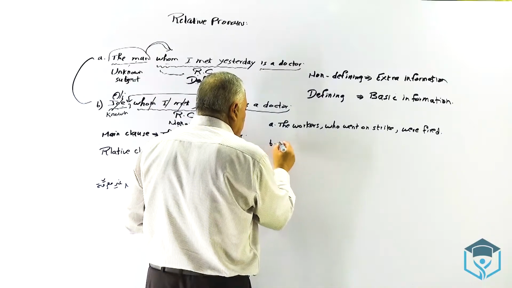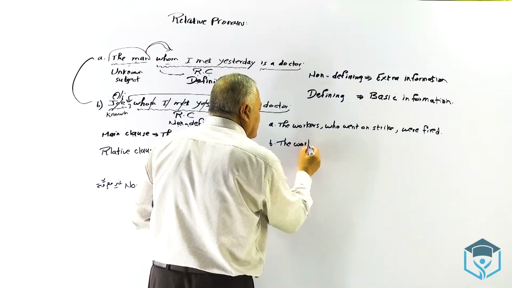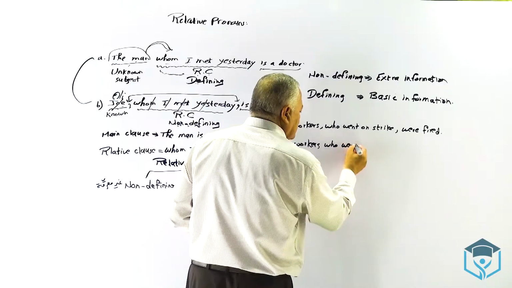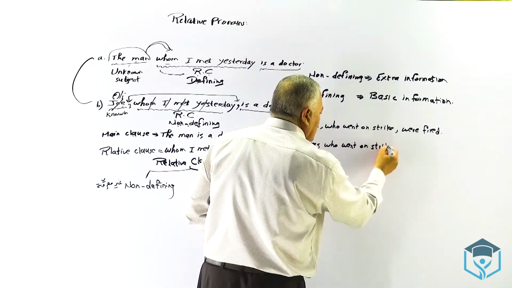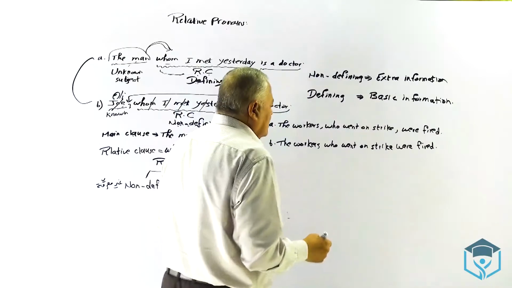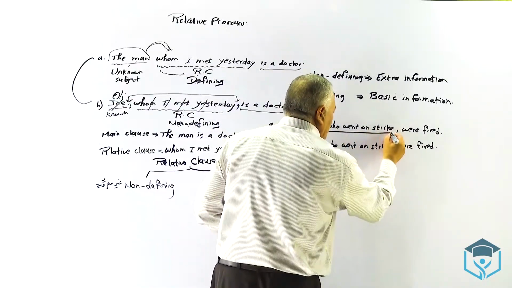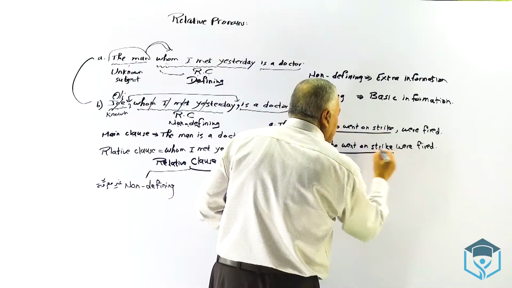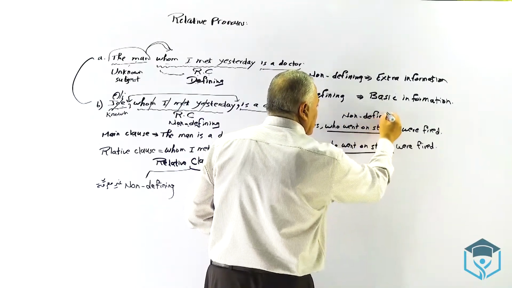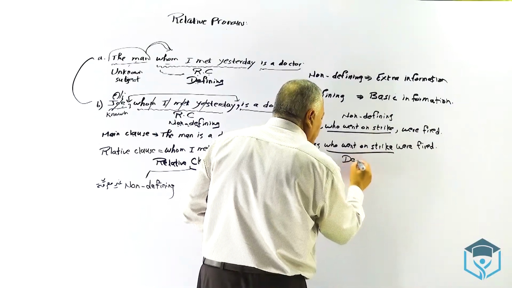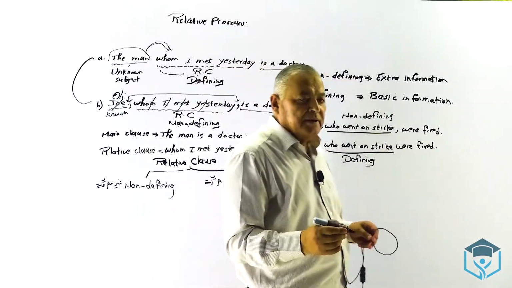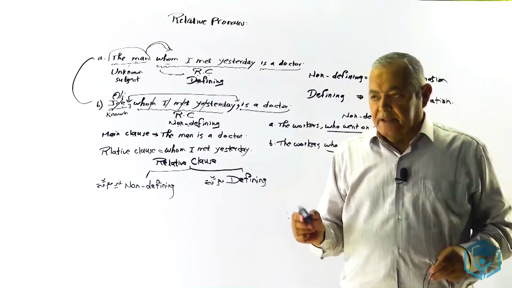Second sentence, the same subject, the workers, but here without commas. Who went on strike were fired. The same words. But in sentence A there are two commas, in sentence B there are no commas. In sentence A this is a non-defining relative clause, and this one is defining, without commas. The question is, what is the difference in meaning between these two sentences?